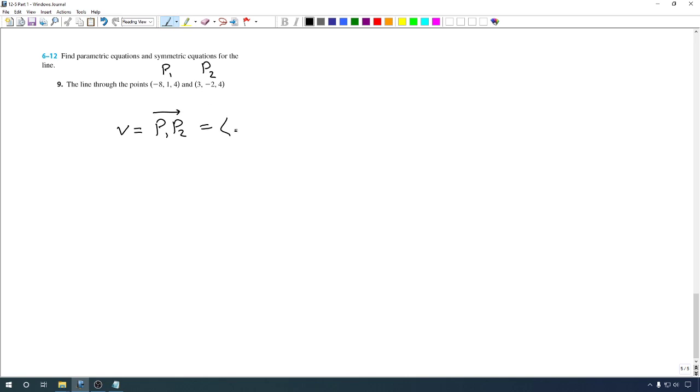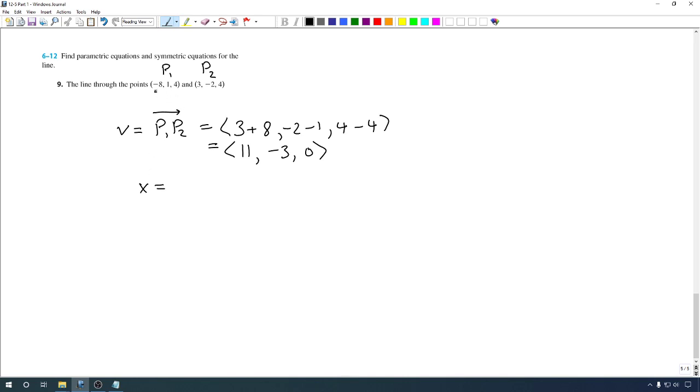That means I'm going to subtract our coordinates, so 3 minus negative 8, or basically just 3 plus 8, then negative 2 minus 1, and 4 minus 4. So our vector just becomes 11, negative 3, 0. Zeros are nice. Again, we pick one of the points. I'm going to go ahead and pick P1, just because. And then we form our parametric equations.